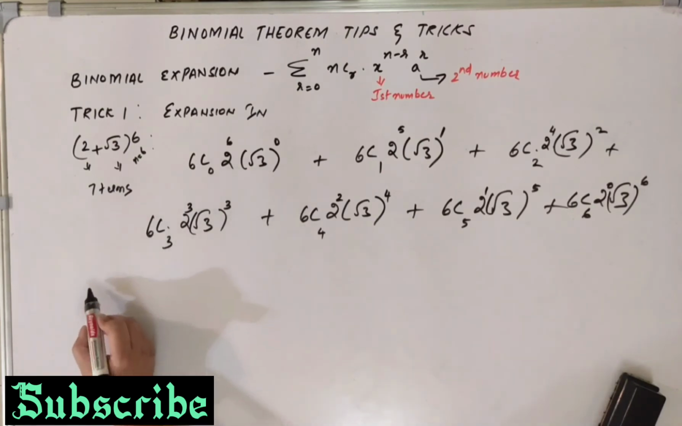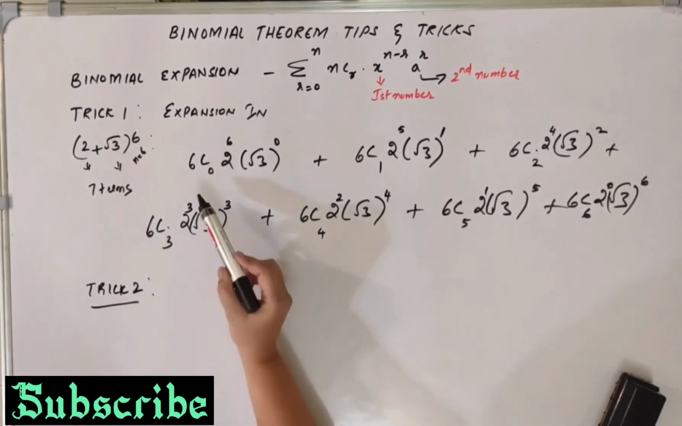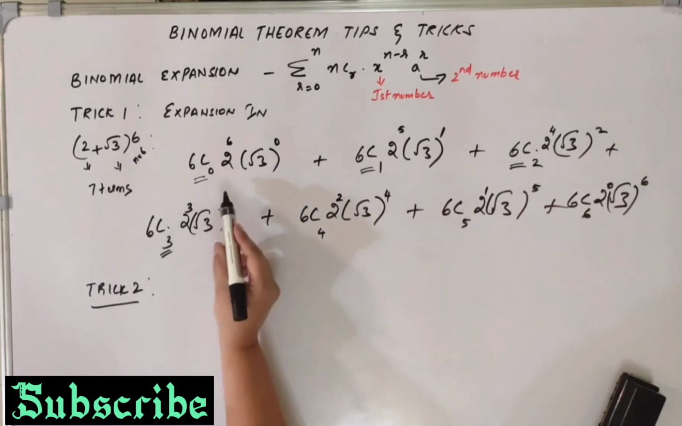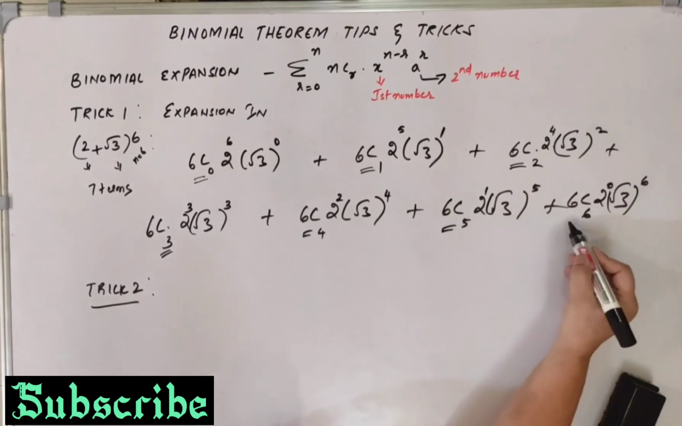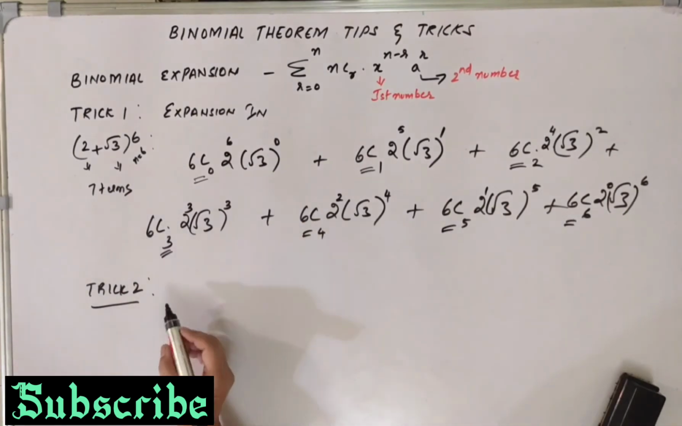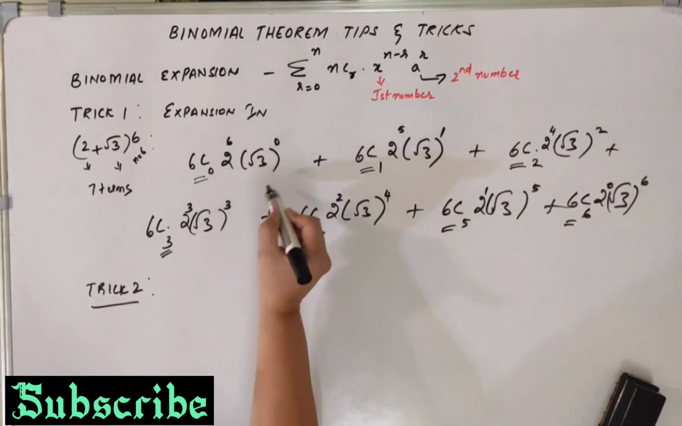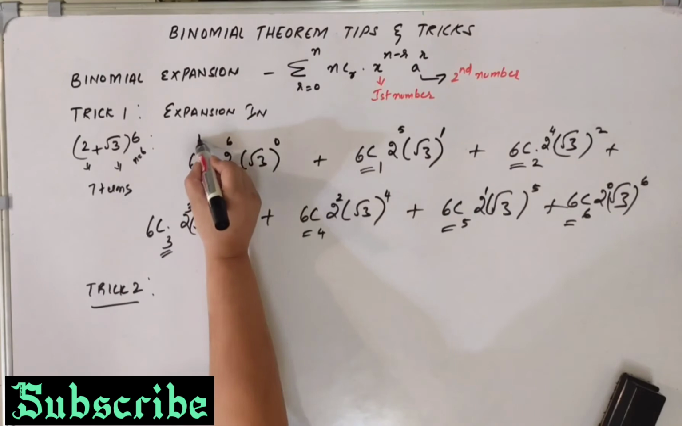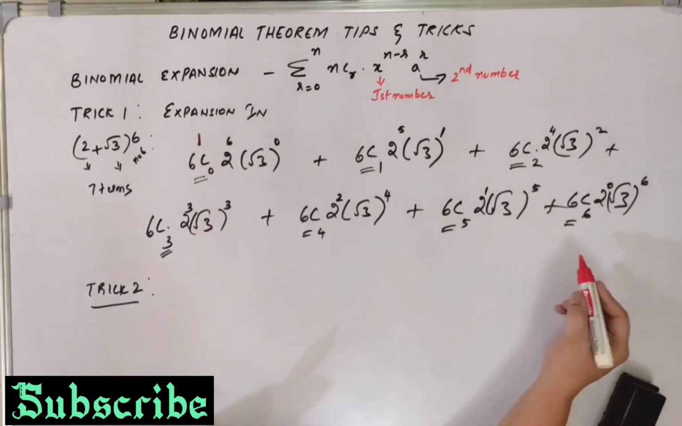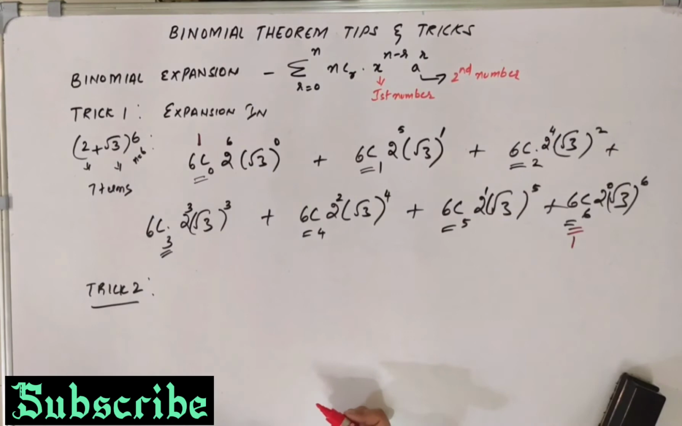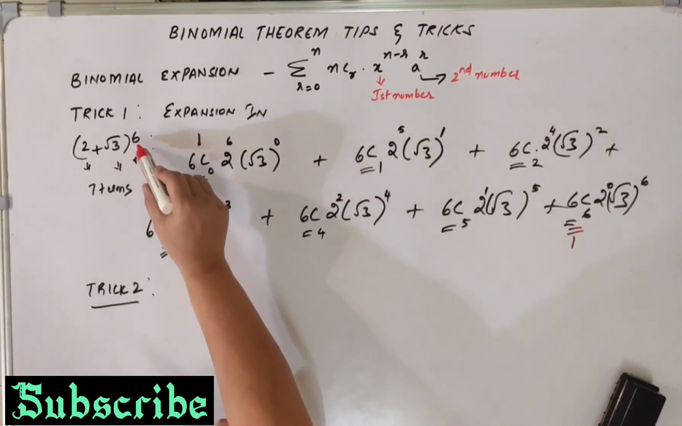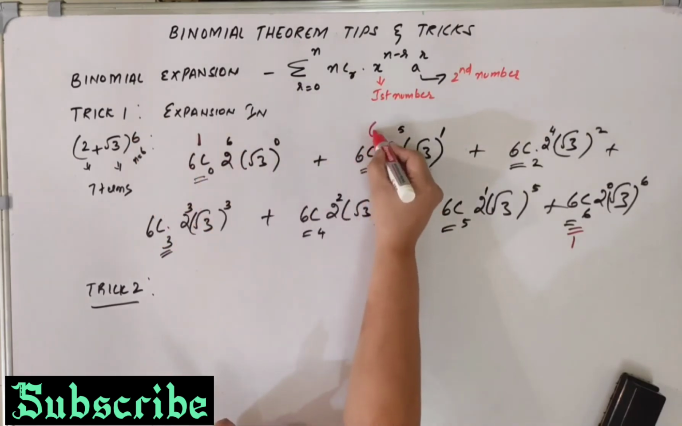Now trick number 2. This is a very important one. How am I going to calculate these binomial coefficients? These are binomial coefficients, that is 6C1, 6C2, 6C3. How am I going to calculate each of these? Now, the first term and last term are always going to be 1, right? Second term is always going to be the power itself. So 6C1 will be 6 in this case, right?